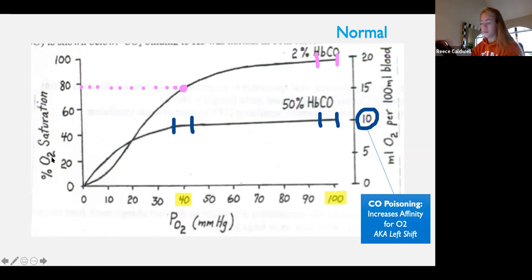Okay. Let's see, screen share. Screen mirroring.